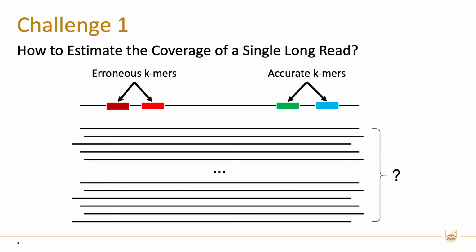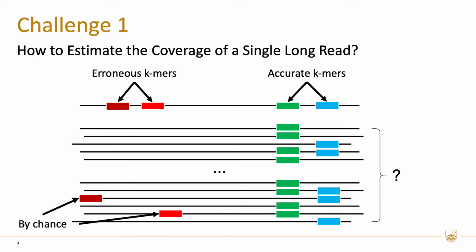In our approach, we use accurate kmers of reads to estimate the coverage of the read's origin. Now, if we consider all the reads of the dataset, accurate kmers are more likely to appear across the entire dataset. However, the likelihood of the same erroneous kmer appearing multiple times is relatively low. So, if we consider all the kmers from a read and the frequency of each kmer across the whole dataset, we can plot a histogram.